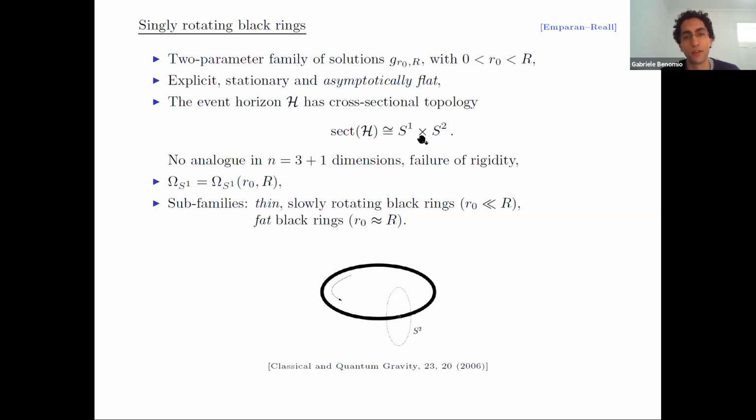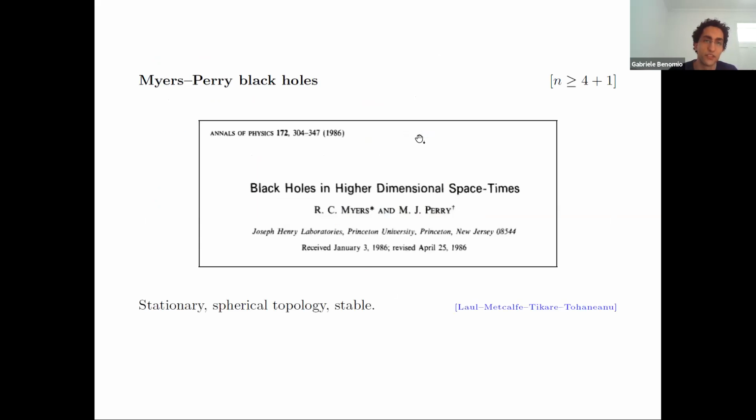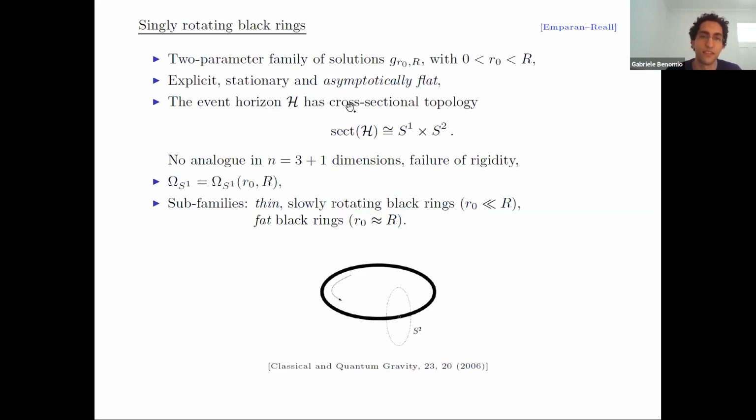And on the other end, the presence of this other independent family of Myers-Perry black holes tells us that the existence of black rings also breaks the rigidity within higher dimensional black holes. So one has more than one family of black holes in 5 dimensions.